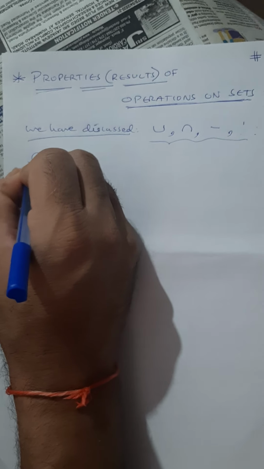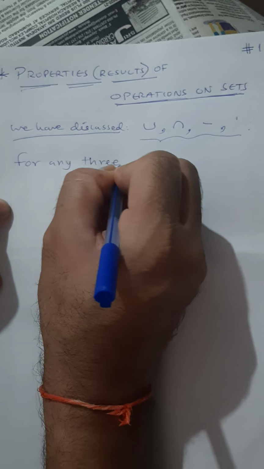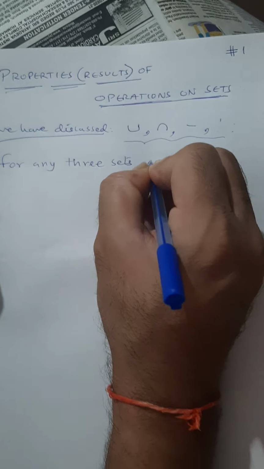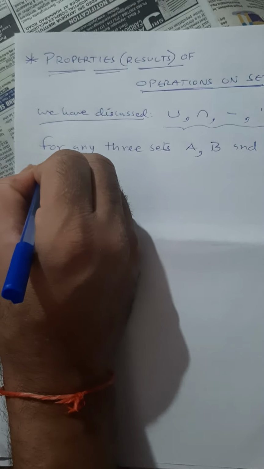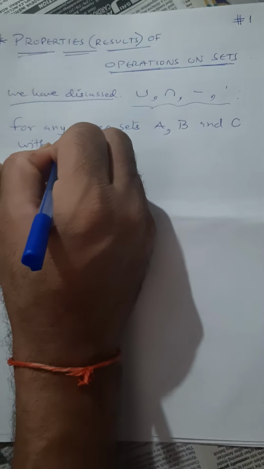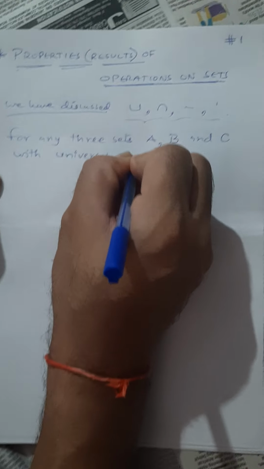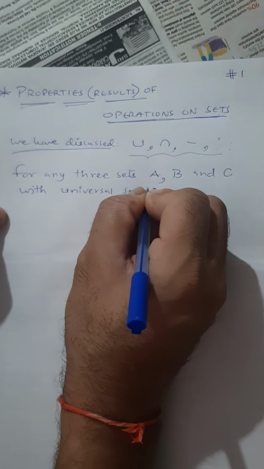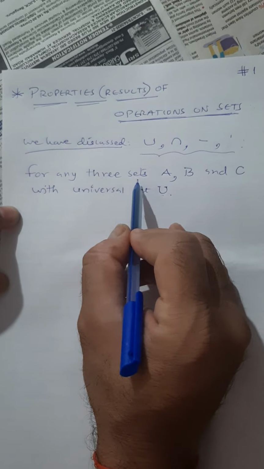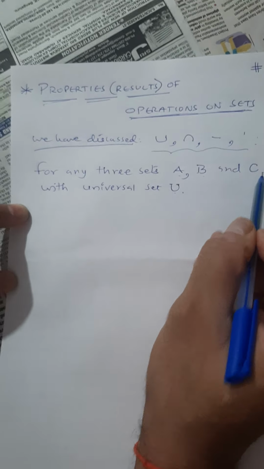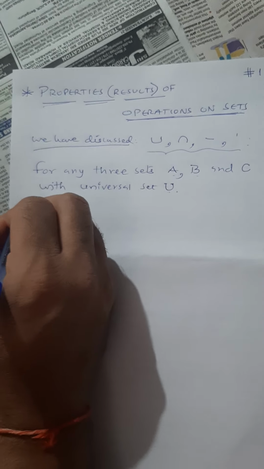So for any three sets, let me call them A, B, and C, with universal set capital U. That means this is the largest set for the given three sets A, B, and C. So the following standard results are always true.